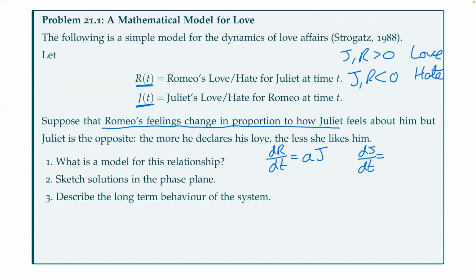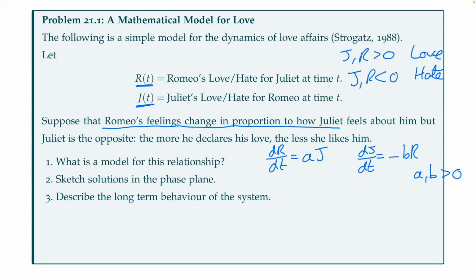We're told that Juliet's the opposite. Again, her feelings change in proportion, but in proportion to Romeo's in the opposite direction. So I'm going to set this to be minus BR. So dJ/dt is minus BR, where this A and this B are just positive constants. We don't know what they are, so we're just going to have to talk about our model in terms of whatever these constants happen to be.